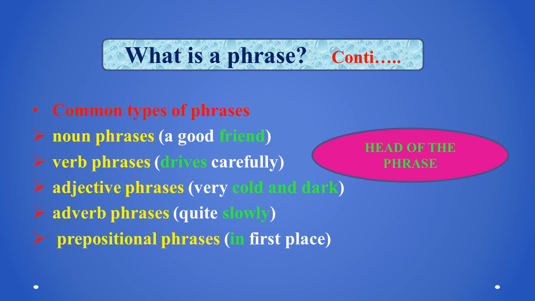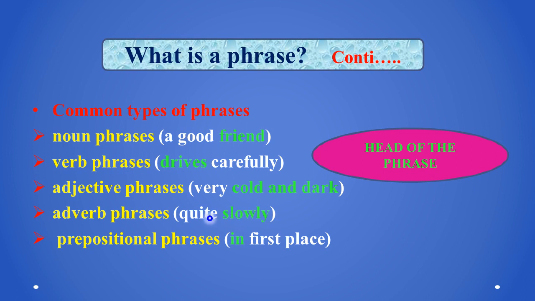Now, other words that are contributing to its meaning are called modifiers. Let's see in the first example, a good friend. Friend is the head of the phrase, a good is the modifier. In the second example, drives carefully, it is a verb phrase. Drives is the head of the phrase, carefully is a modifier. Very cold and dark: cold and dark is the head of the phrase. Very is the modifier.